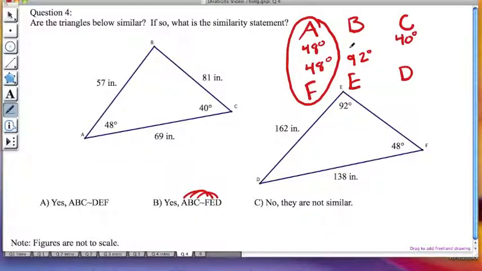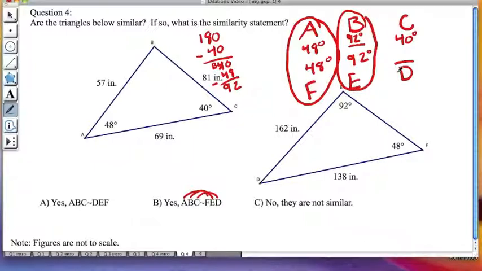We need to take a look and figure out what the measure of angle B is and what the measure of angle D is. And the way we figure that out is we know that the interior angles of a triangle all add up to 180 degrees. So we can take 180 and subtract 40 degrees and we're left with 140. And then we can subtract 48 degrees and that's going to leave us with 92. So angle B is 92 degrees. Okay, so far so good. Now we need to figure out angle D.